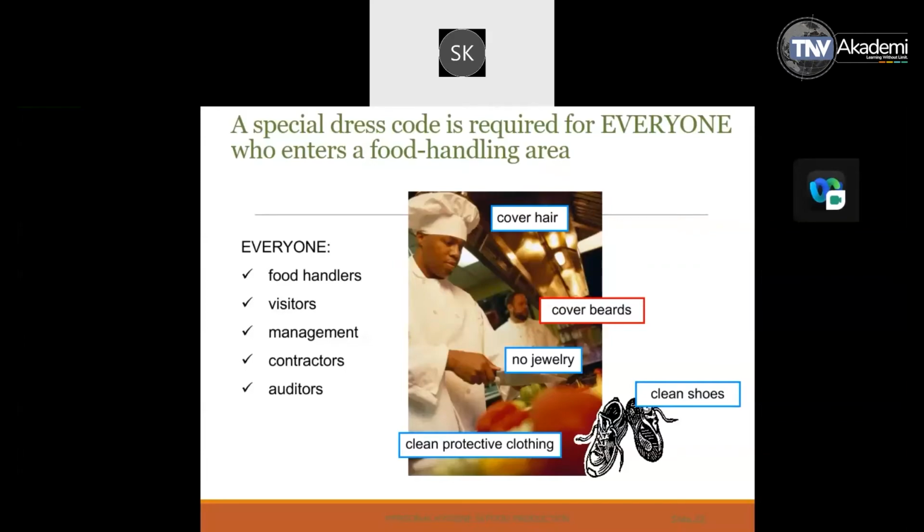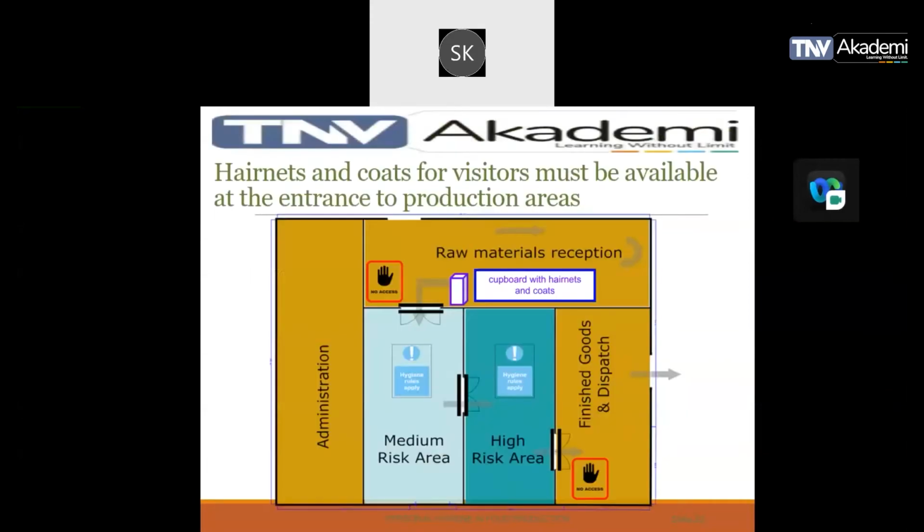So here is the dress code that is required for everyone coming into the GMP area: cover the hair, cover your beard, follow the jewelry policy, wear clean protective clothing, and clean shoes. The visitor kit must be available at the entrance to the production area. When any visitor or outsider comes into the production area, there should be availability of a coat, apron, hair net, and gloves.